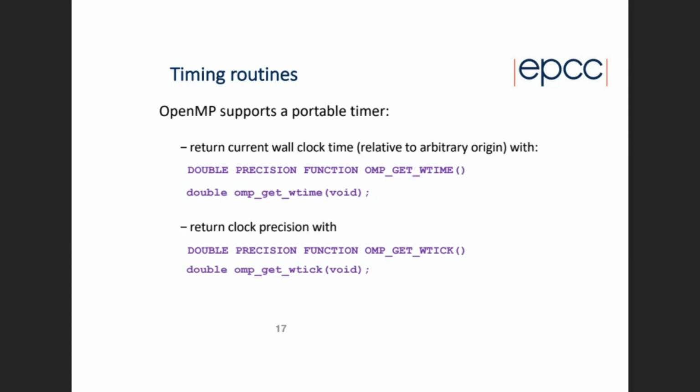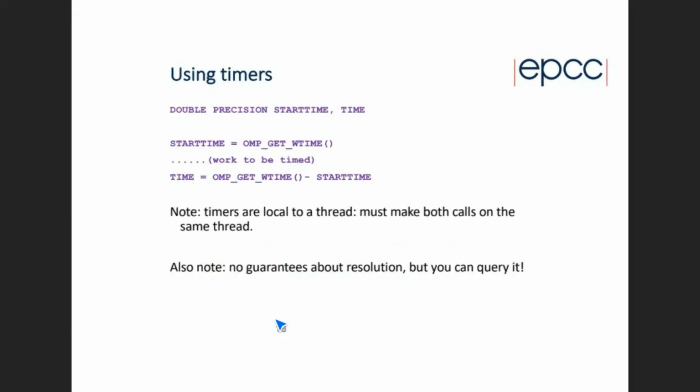You're not guaranteed what the precision is. Most implementations are pretty good, down at the microsecond or sub-microsecond precision, but you can ask it what the precision is. There's this omp_get_wtick function, which basically tells you the smallest possible interval between calls to the timer routine.